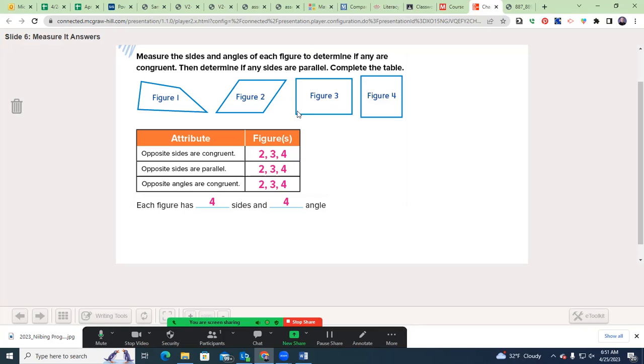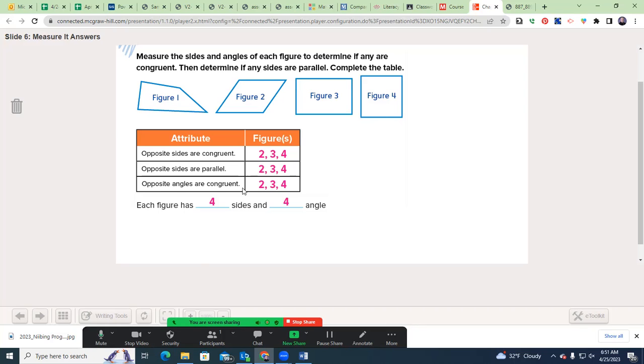Figures 3 and 4, we can measure both of these opposite angles, this one and this one, or this one and this one. Assuming they're both 90, by a glance, they're going to be the same, they're congruent. Even if this was 89 and this was 89, it still would be parallel, just like in figure 2. Figure 4 is going to operate the same as figure 3.